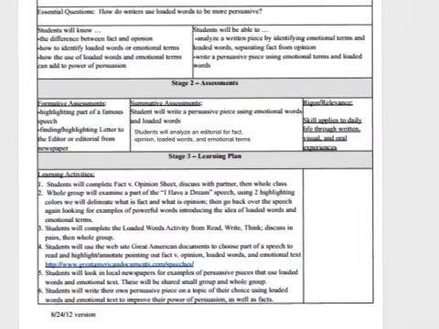Also on here, you will see the various activities that the students will partake in order to get to the summative assessment, which is analyzing a piece and also writing a piece. We will go through these various activities as I describe the lesson.